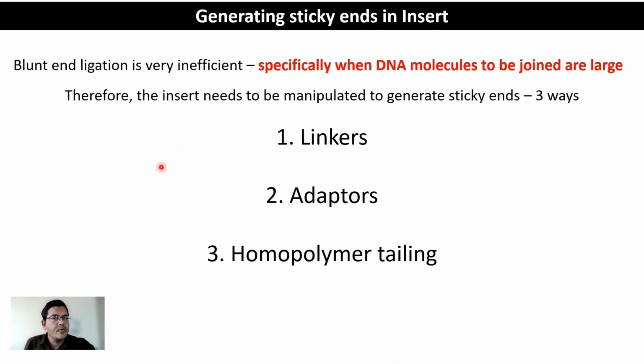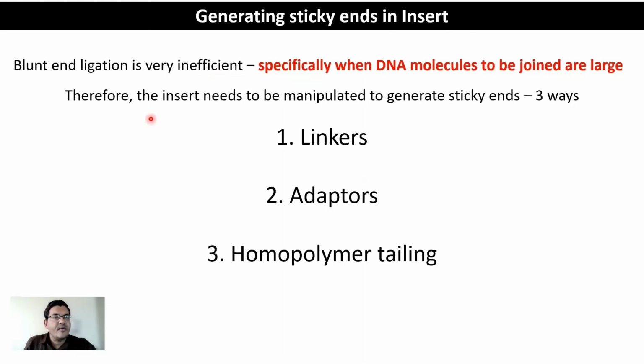So as I told you, blunt end ligation is very inefficient, and this is more so in cases where the two molecules to be ligated are large. So for example, you have a 500 base pair insert and you have a 3000 or 4000 base pair plasmid. In such cases, blunt end ligation becomes slightly difficult, right? And it is highly inefficient. In contrast, sticky end ligation is 10 to 100 times more efficient than blunt end ligation. So an effort is always made to ensure that your insert and your vector have sticky ends.